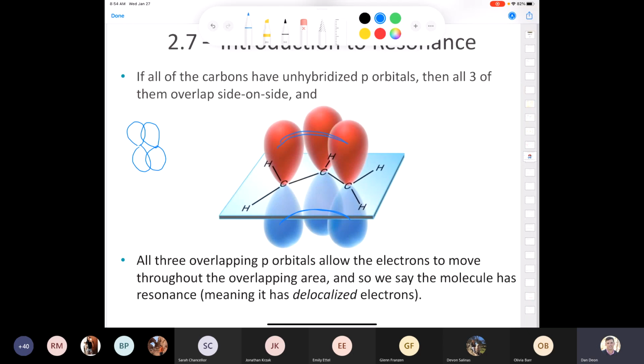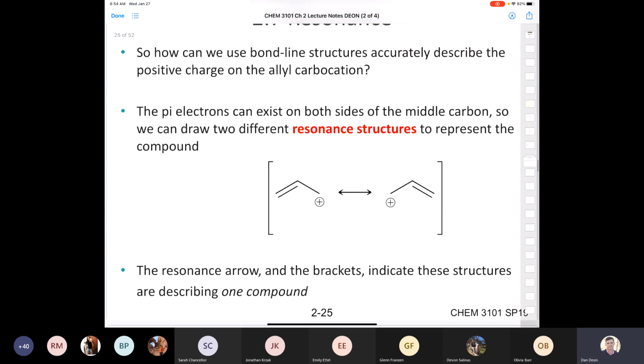Why? Because when the p orbitals overlap like this, it's as if they form a conduit, where the electrons can move between all 3 orbitals. Therefore, that representation that you saw in the last slide, where it just showed the double bond right here between carbon 1 and 2, it's not completely accurate, is it? Because we're saying that the 2 electrons in the pi bond have freedom to move between all of those unhybridized p orbitals. And that's what resonance is.